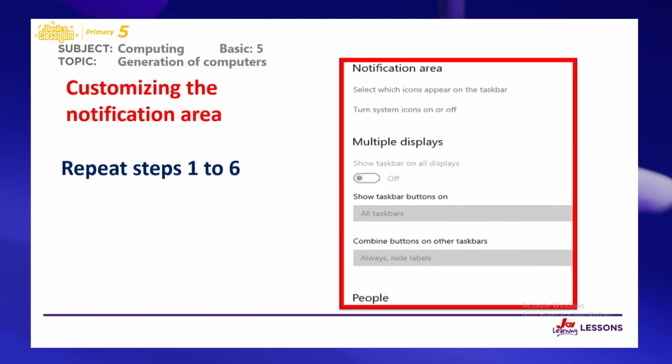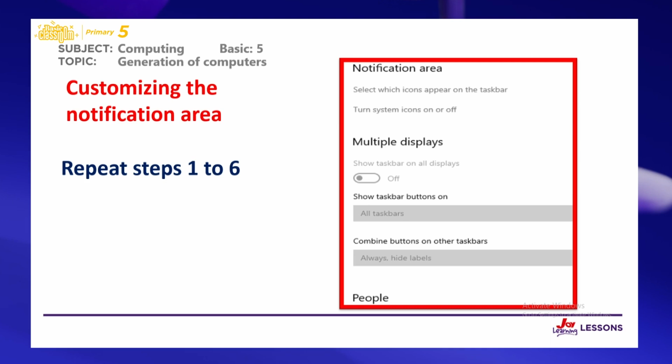Good. So for us to customize our notification area, what we do is we repeat the steps from 1 to 6, just as we did for customizing our taskbar. So we are going to repeat all the steps. When you do that, where we are supposed to click on the taskbar, you will rather click on notification area. The moment you click on notification area, it will bring you this window.